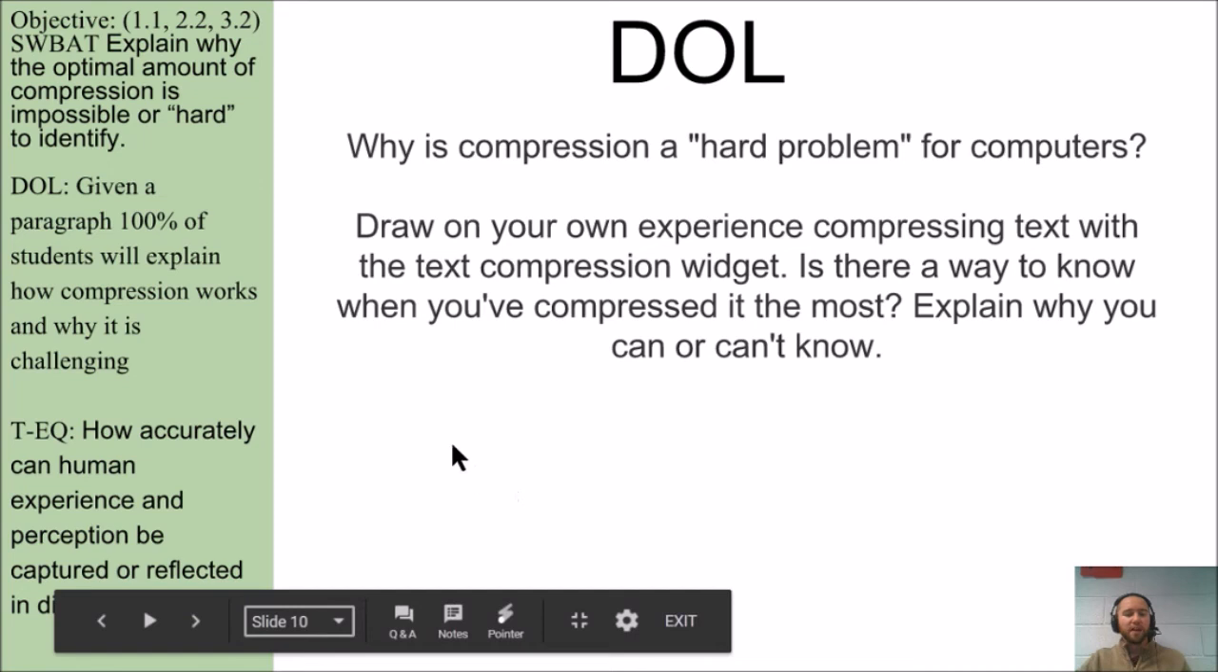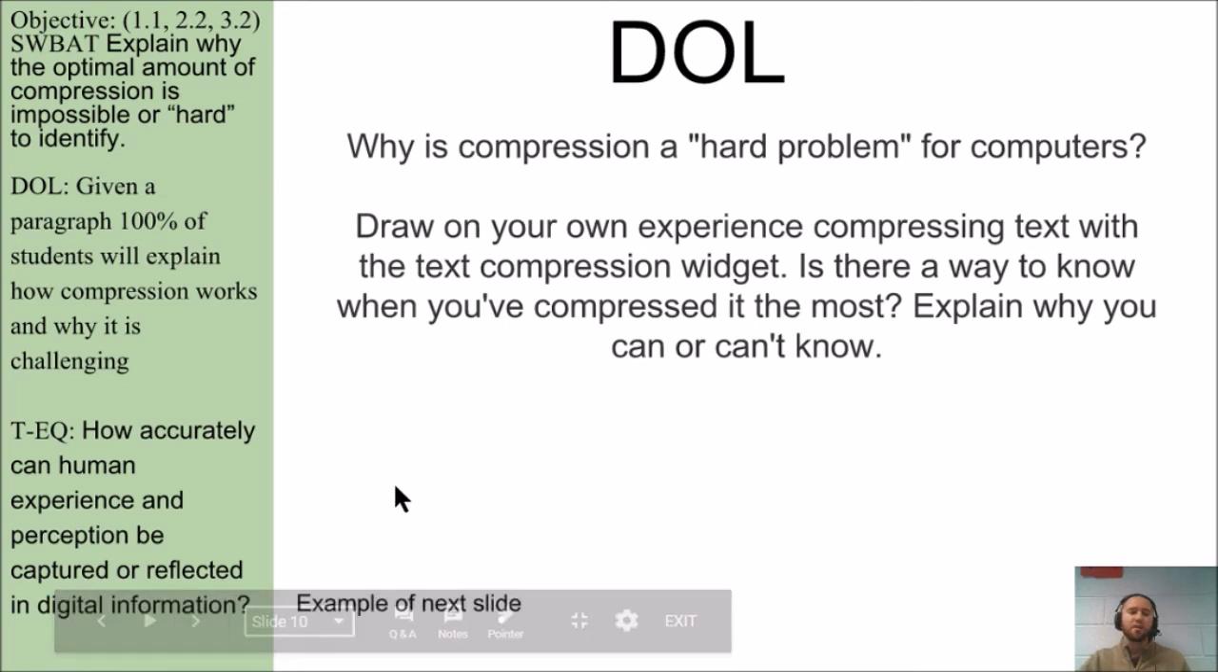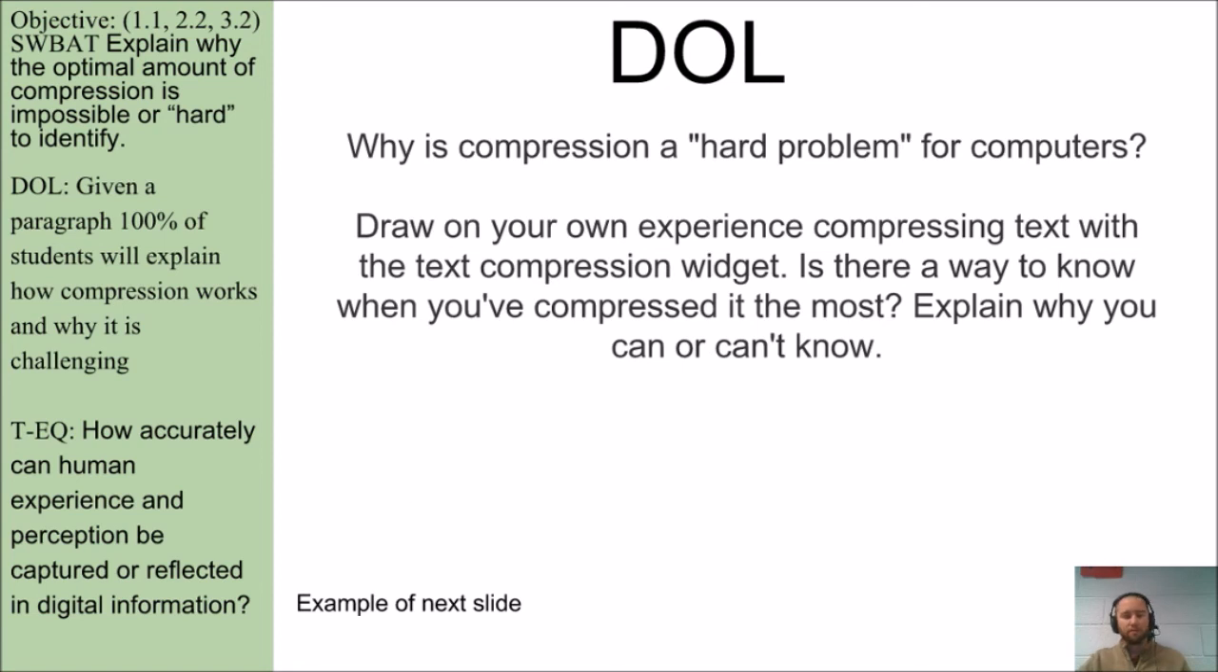So DOL for the day. We spent most of our day messing around with that compression widget, trying to get the highest possible percentage, which is great. It says, why is compression a hard problem for computers? So why would this whole activity we did today be difficult for computers to do? Draw on your own experience compressing text with the compression widget. Is there a way to know when you've compressed it the most? And explain why you can or can't know.